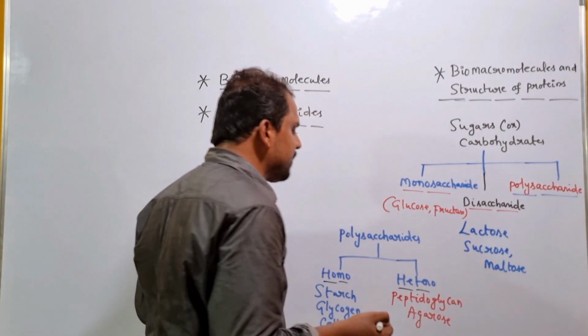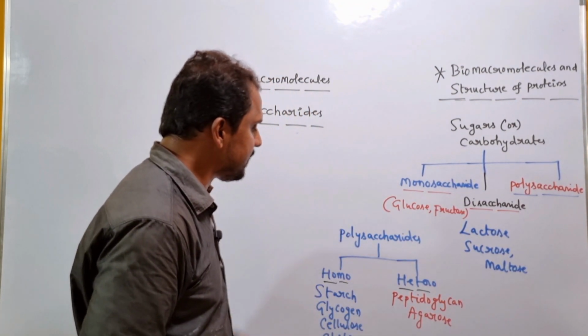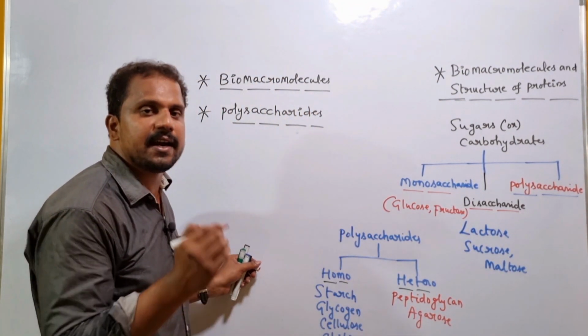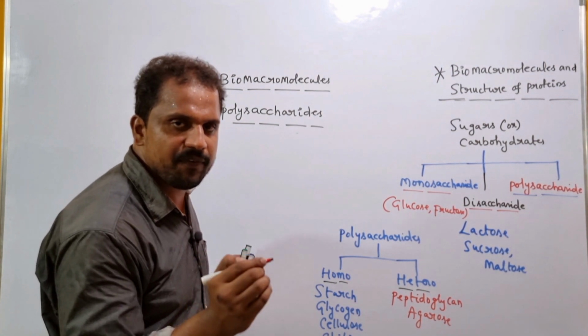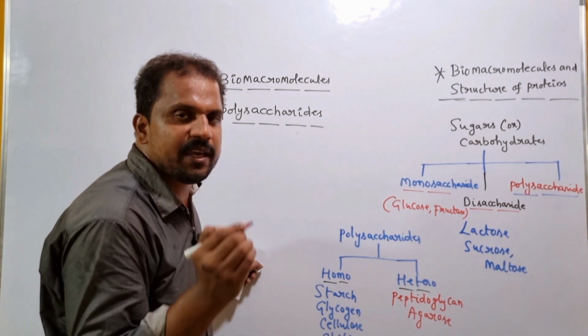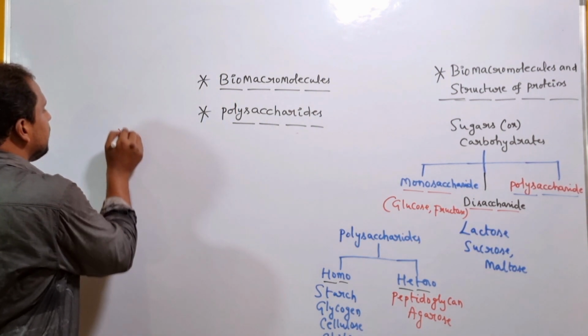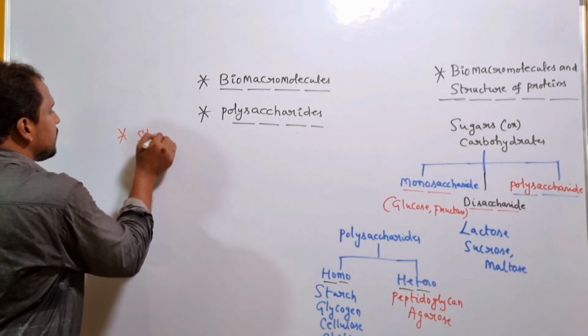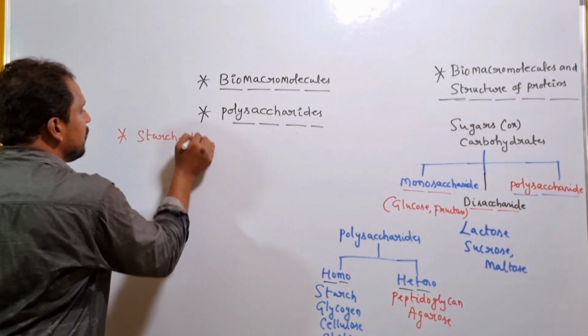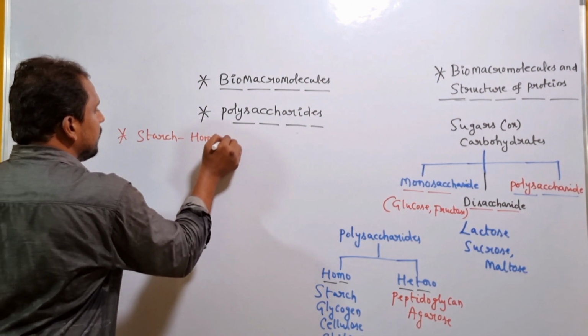So here we are not much concerned with the heteropolysaccharide, but we are much more concerned with the homopolysaccharide. So at first, if we consider starch, it is a homopolysaccharide. So let me write it here. Starch is a homopolysaccharide.